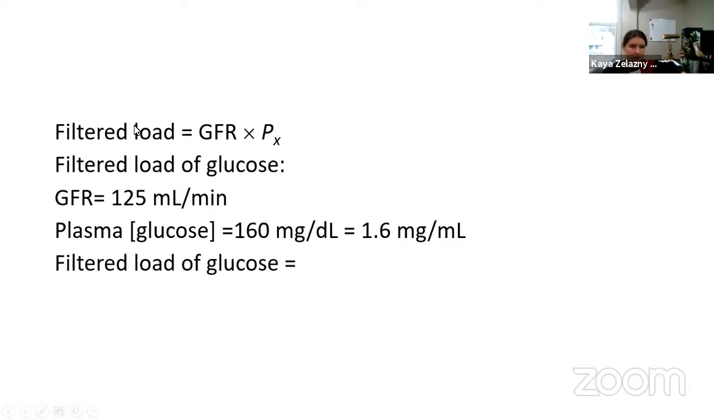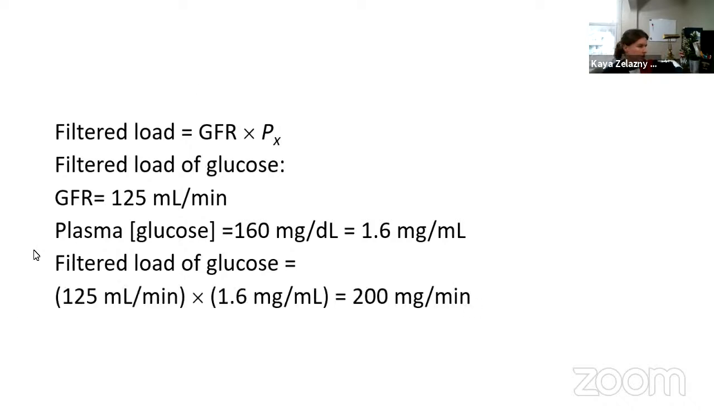So then we just do our multiplication to get our filtered load. So we're multiplying our GFR, right? This was our GFR. So this is how much fluid we have moving into the nephron every minute. This is the concentration of the glucose in the plasma and therefore also in that fluid. When we multiply those together, we get a filtered load of 200 milligrams per minute.